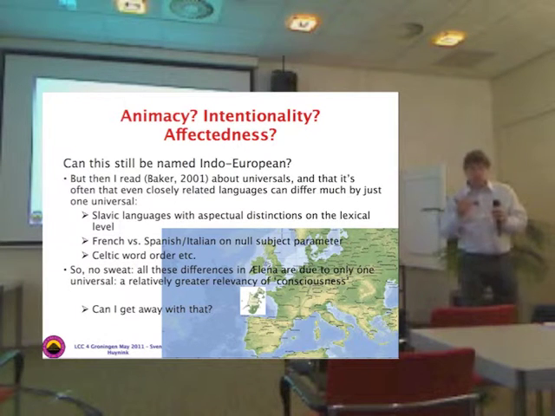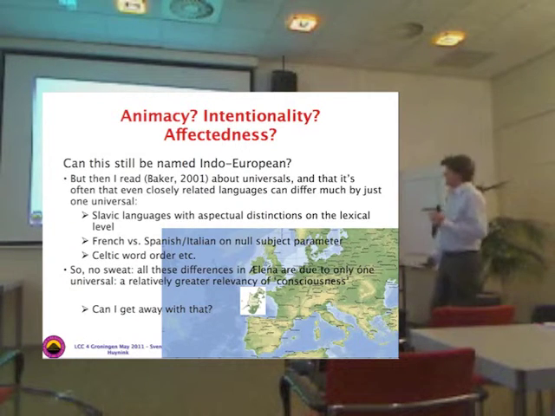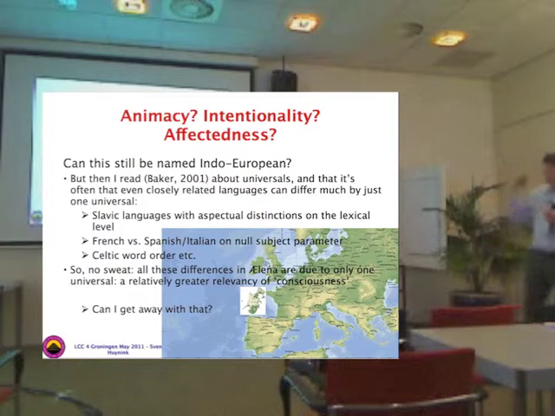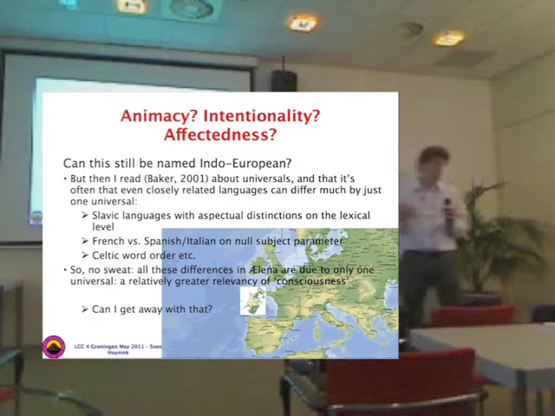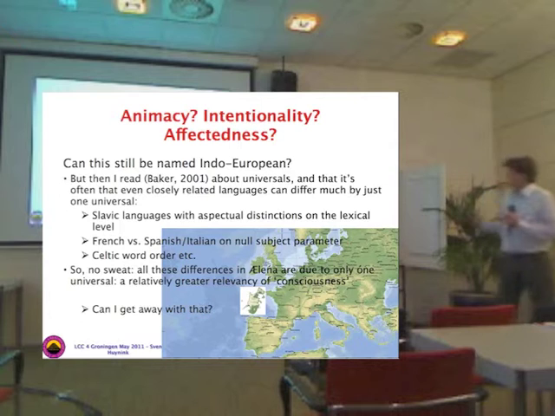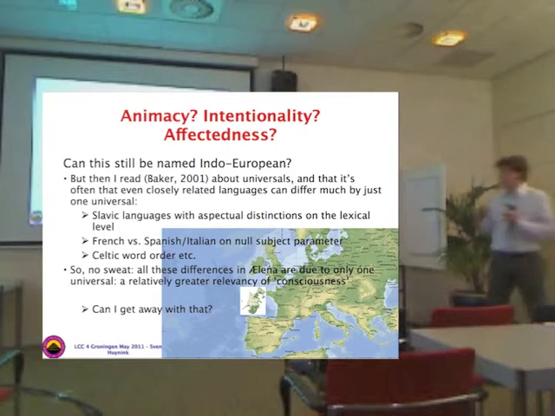But then again, I wondered whether I would not drift away too much. So the same problem was happening to me again. But then I read in a book from Baker, a very interesting book, The Atoms of Language, which goes about universals. That is, often even closely related languages can differ much by just one universal.